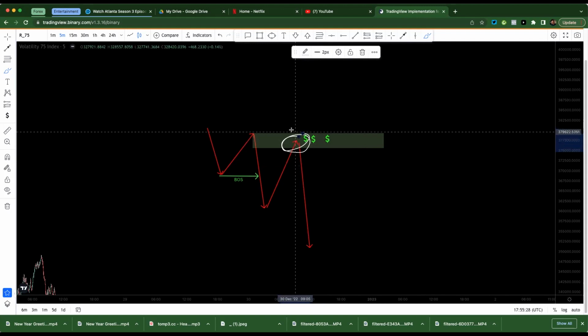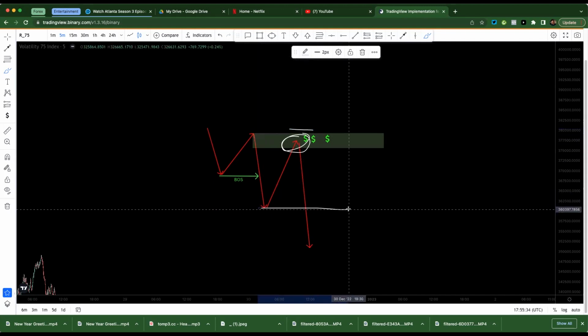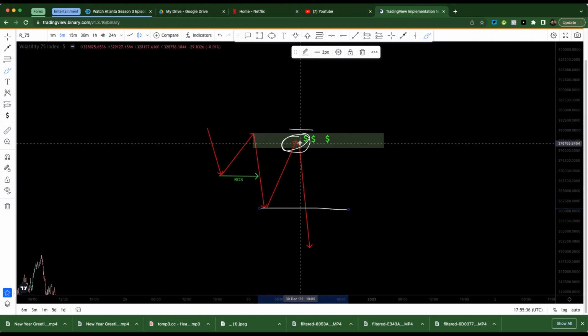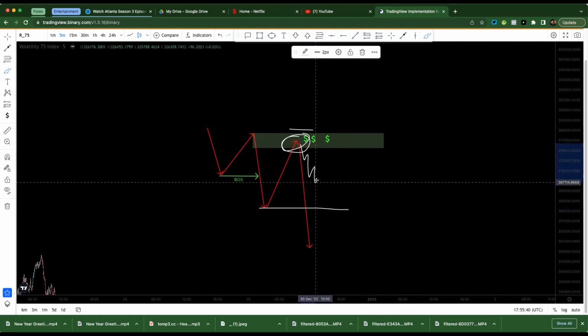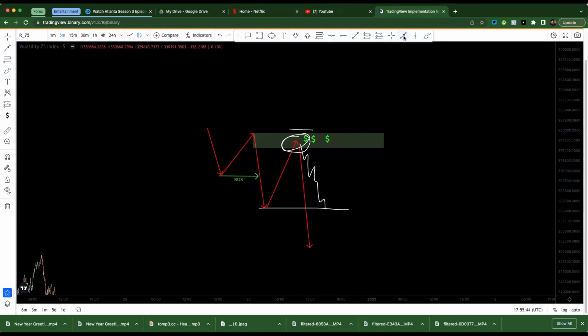You enter, and your stop loss can be just outside of the zone. Your TP is probably the recent low. Then usually what the market will do is trend all the way down and boom, hit your TP.